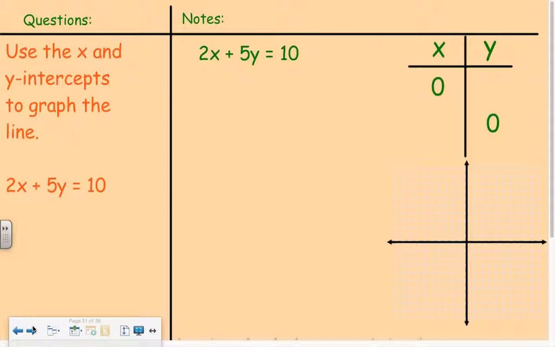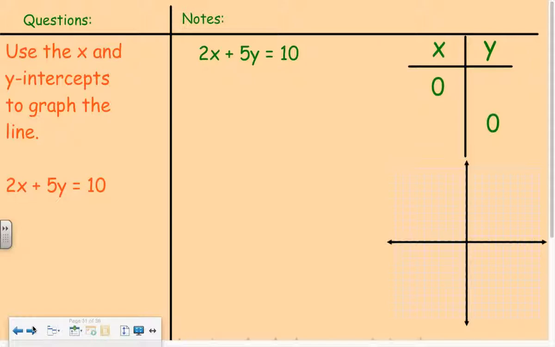All right. Now we're going to switch gears a little bit and use the x and y intercepts to graph an equation that is in standard form. So 2x plus 5y equals 10. That is in standard form. I want to graph this equation, and the way that we're going to do that is we are going to use the intercepts. So we're going to get 2 coordinate points in order to be able to graph this line.